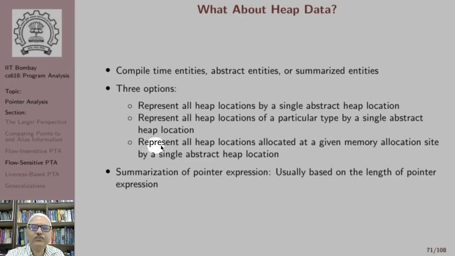Alternatively, which is what we use, represent all heap locations allocated at a given memory allocation site by a single abstract heap location. So if we have X equal to malloc or X equal to new, we will say that the location that is being assigned to X has the name that is derived from that program statement, from that allocation site. And in the presence of heap, we might have an unbounded chain of pointers, X arrow F, arrow F, arrow F. So we will want to summarize pointer expressions, and this is usually based on the length of the pointer expression. So we do something called k-limiting, saying we'll remember the fields that are of length 2 but not more.